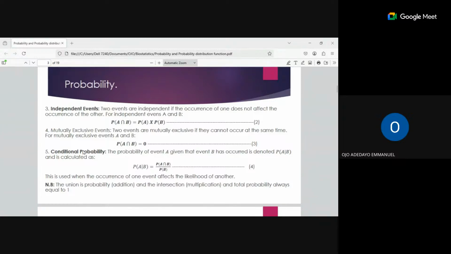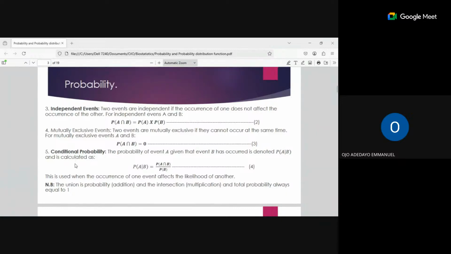Another concept that I want us to look at tonight is what we call conditional probability. We've checked the independent event, the sample space, and mutually exclusive. Conditional probability means that before an event can occur, it depends on an existing one. Let's say, for instance, before someone can give birth, that person must be pregnant. So the event of pregnancy and birth is conditional. The condition for giving birth is that the person must be pregnant.